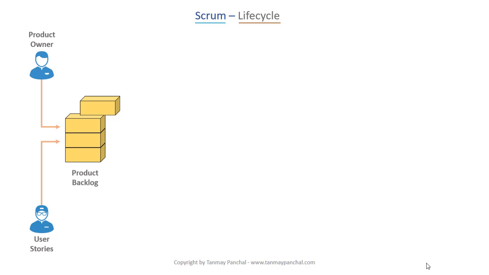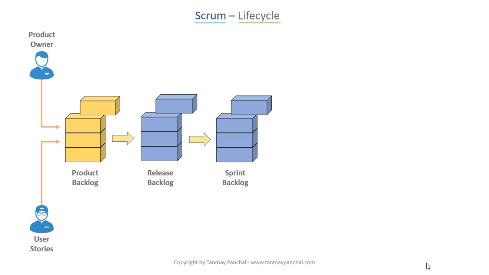The product backlog is prioritized with the higher priority items occupying the top of the product backlog. In collaboration with the product owner, the team decides how to group the user stories into releases based on the product roadmap. Once the release planning has been completed, the user stories are then selected for a sprint. The duration of the sprint is going to be 2 to 4 weeks.